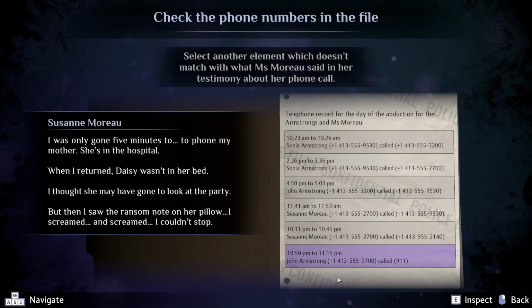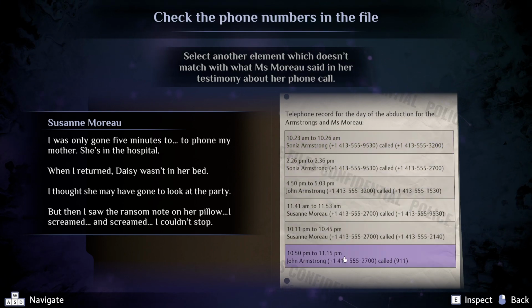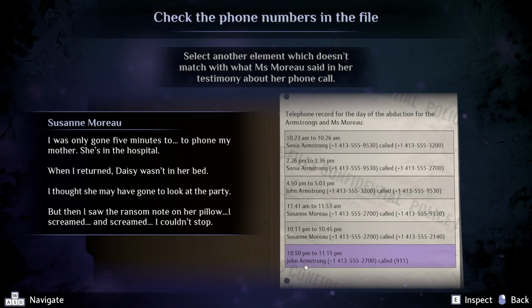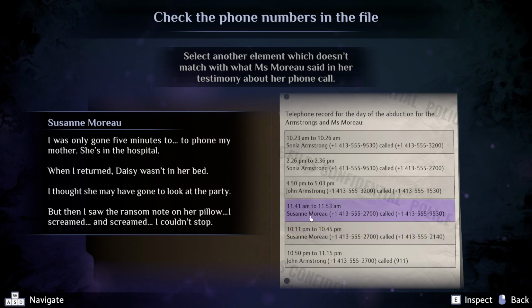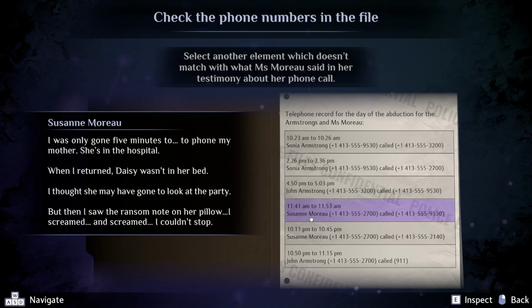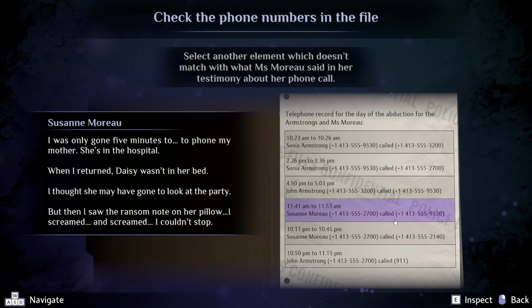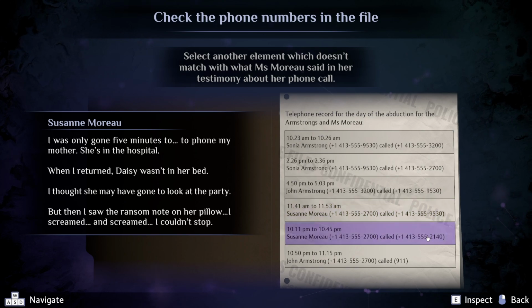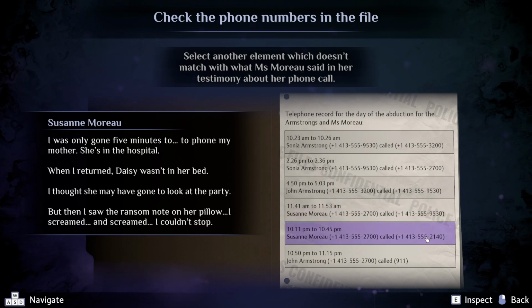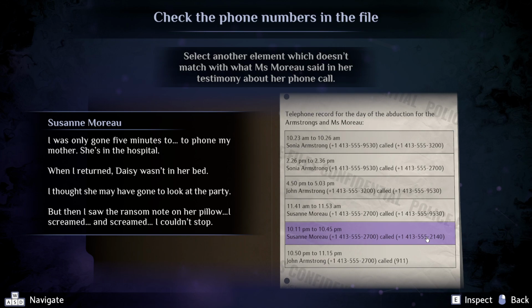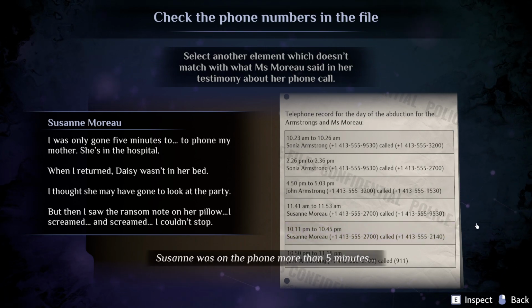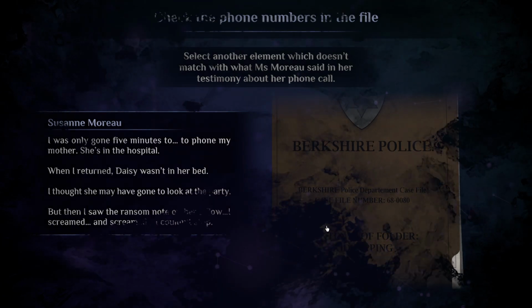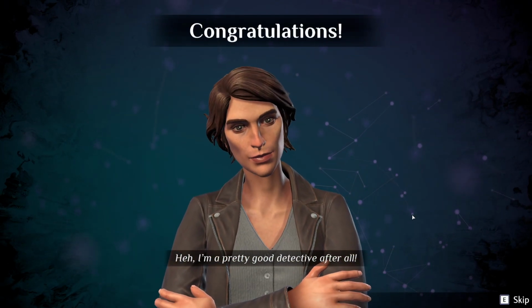Okay. So the telephone record. John, Suzanne Moreau. Suzanne Moreau? Okay, so we have 2 phone calls from her. And the numbers are different. That is not exactly what Suzanne told me earlier. Suzanne was on the phone more than 5 minutes. Hey, I'm a pretty good detective after all.